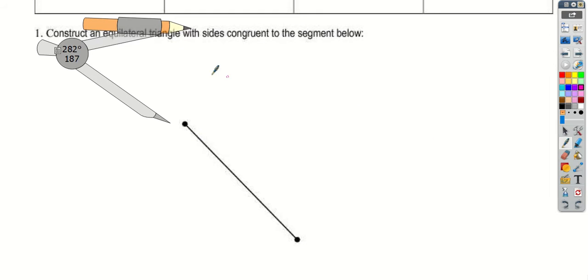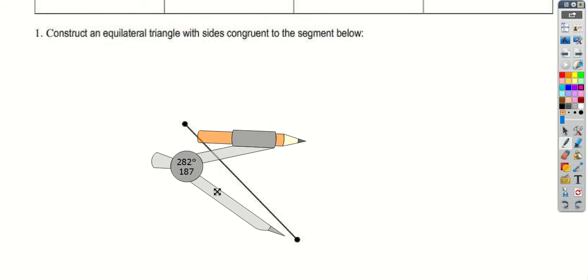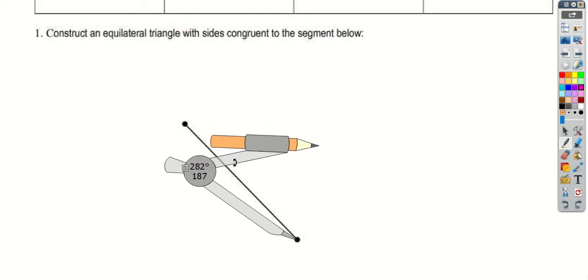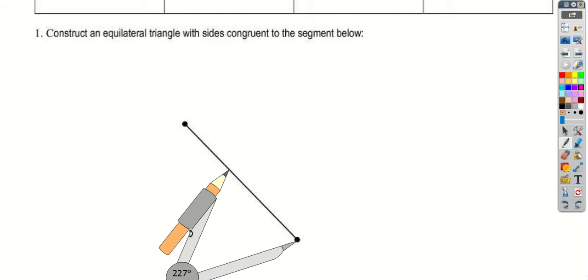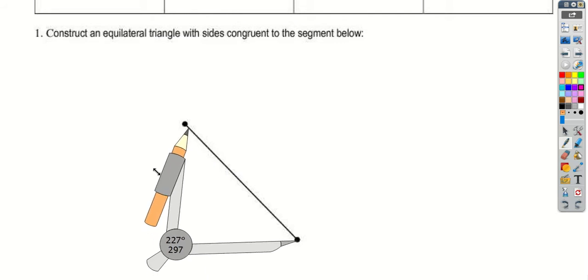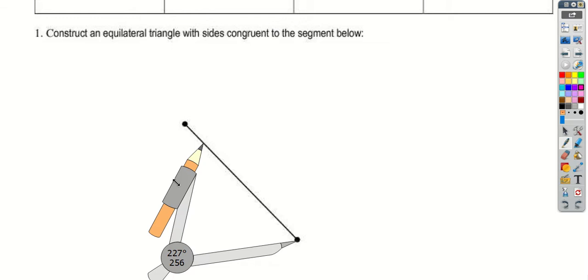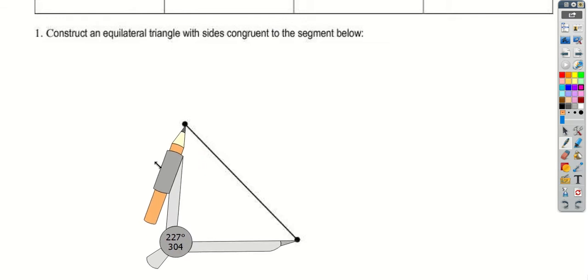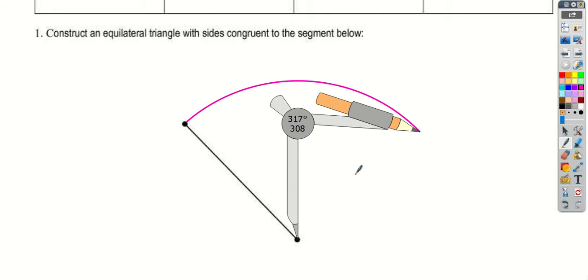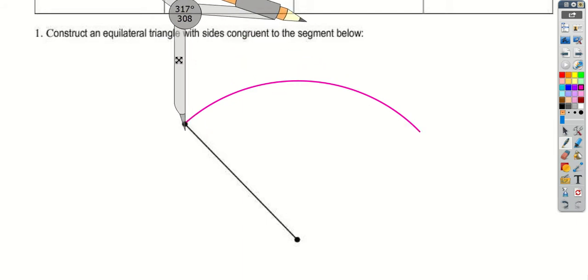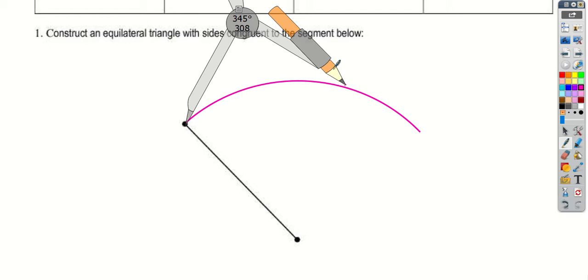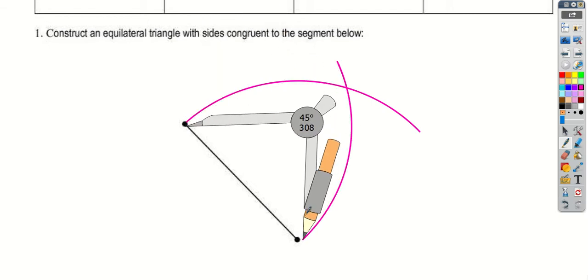All right, first one, construct an equilateral triangle. So for an equilateral triangle, we're going to draw two circles around the endpoints. The important thing is that the circles have to have a radius that's equal to the length of the line. If you choose anything smaller, it's going to be isosceles, not equilateral. So compass point goes on one of the points, endpoints, pencil on the other. Switch it.